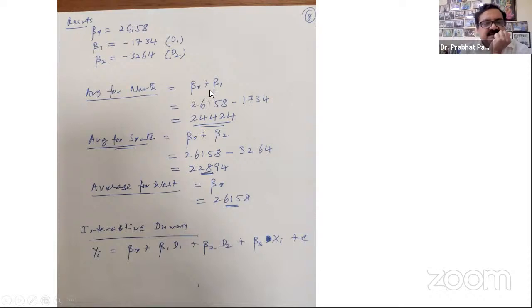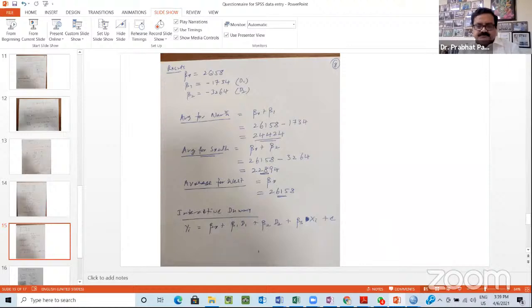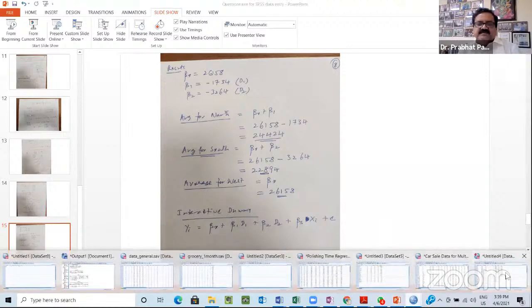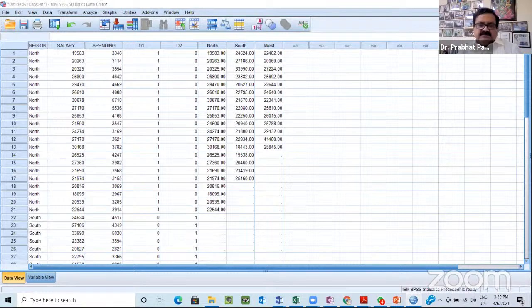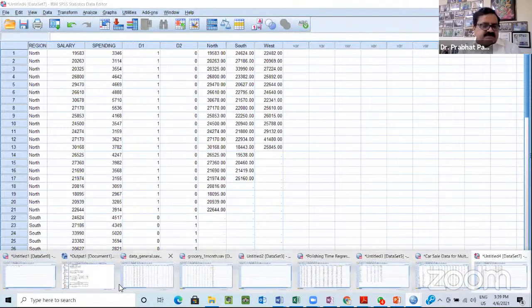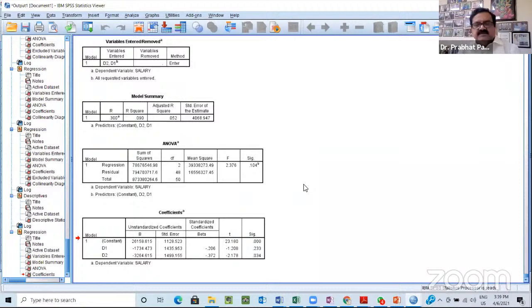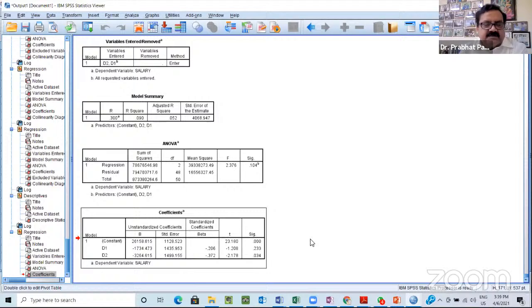Now the question is that if north has a difference of 1,734 rupees and south has a difference of 3,264 rupees in comparison to west, whether these differences are significant or not significant. If they are not significant, this means the difference between the two regions are immaterial. But if this is significant, then the difference between the two regions are material, or it matters.